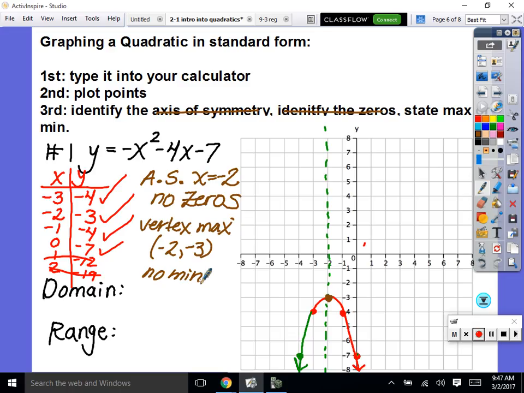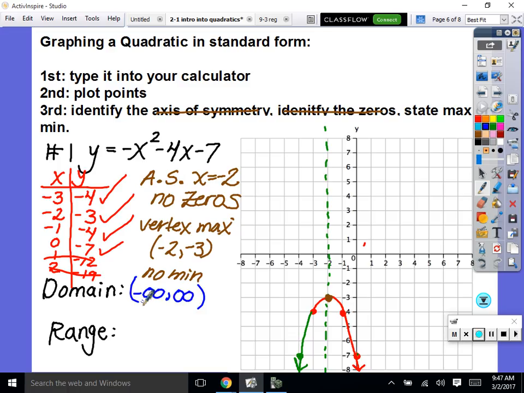Now let's also state the domain and the range. The domain is where's my function growing from left to right. It has nothing to do with the fact that it's growing down. That does not matter for domain and range. Where's it growing from left to right? Isn't it growing this way forever? And this way forever. Right? So our domain is -infinity to +infinity.